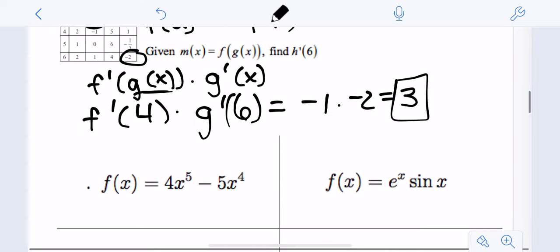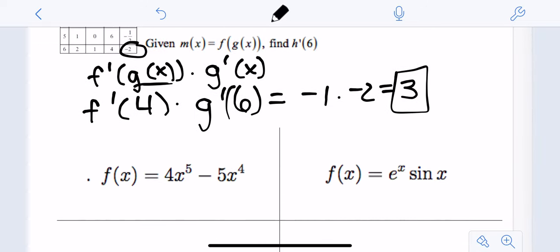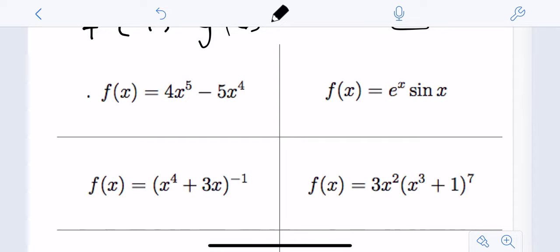Now let's do some where we actually need to use some of our rules. And I would remind you guys that you are not going to always be asked for the hardest rules, right? There might be one where you have a product in a quotient or a chain in a product or something like that. But that's not going to be the norm for what's on the test. So we're going to look at some simple ones, and then we will go from there.